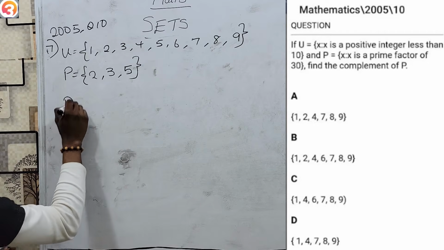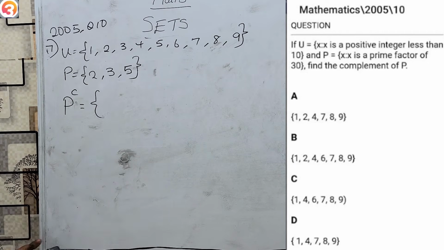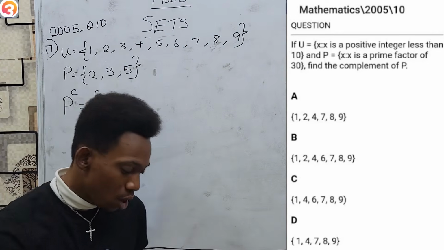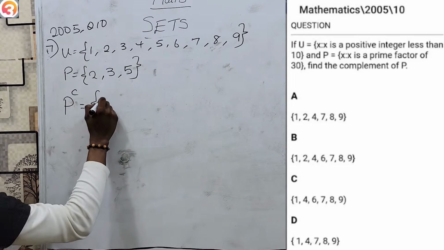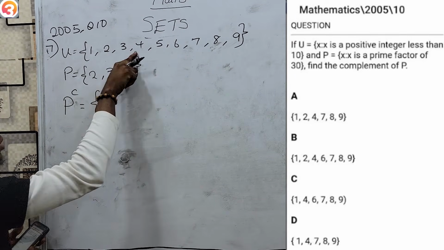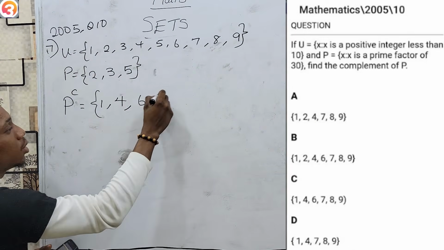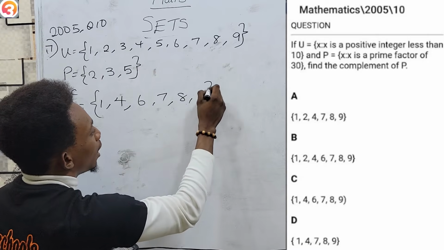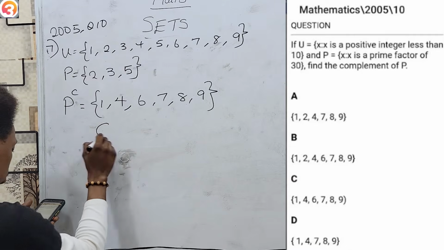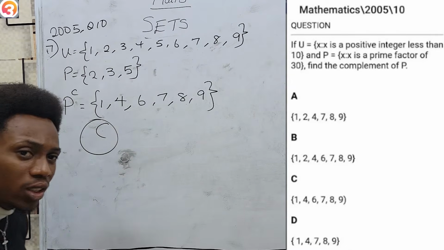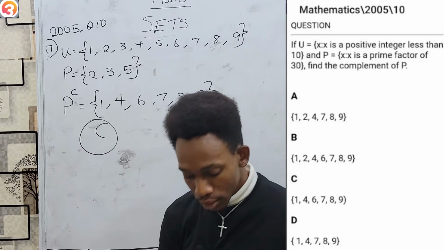Consequently, if I'm to find the complement of P, which is P prime or P complement, these are those elements in the universal set which are not included in the P set. And so the first one must be 1. I did not include 2 and 3, so I go straight to 4. I did not include 5, so I go straight to 6, then 7, then 8, and 9, which is obviously my option C. You see, it was actually very, very easy.